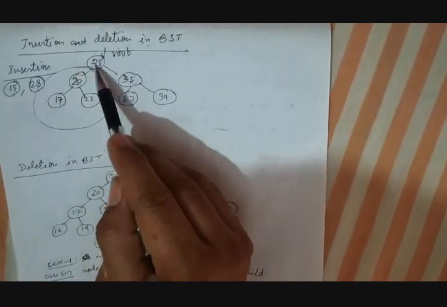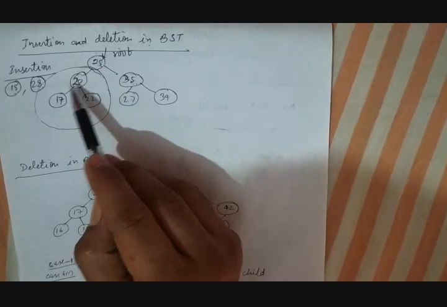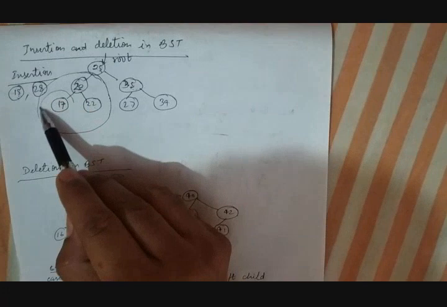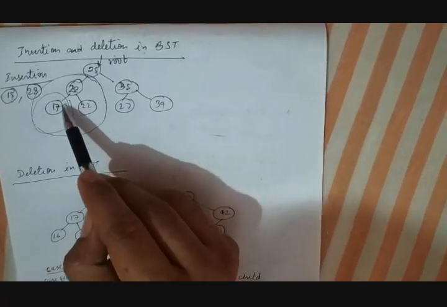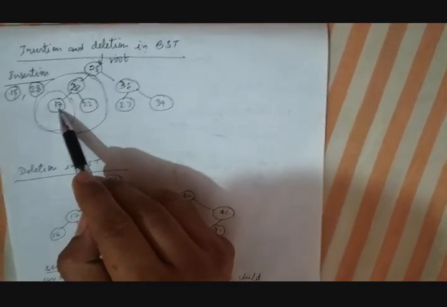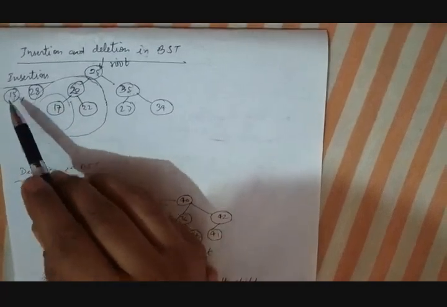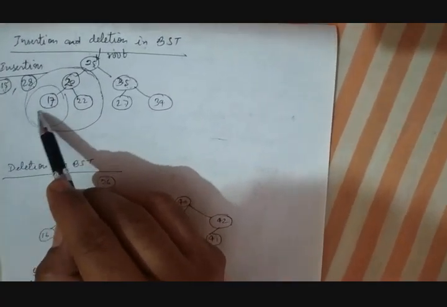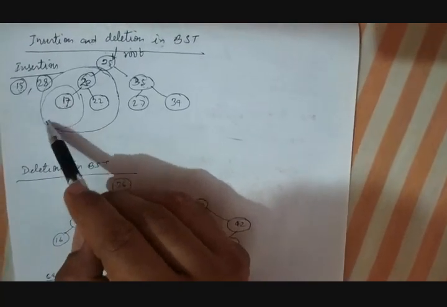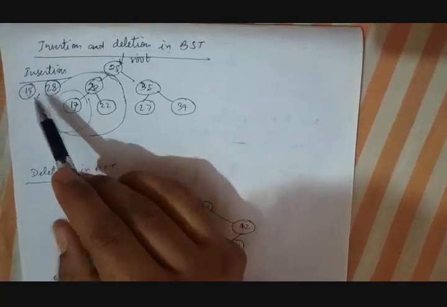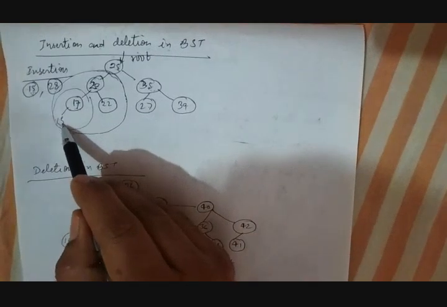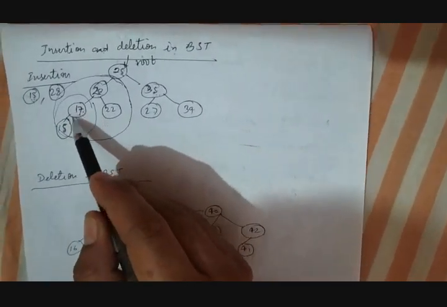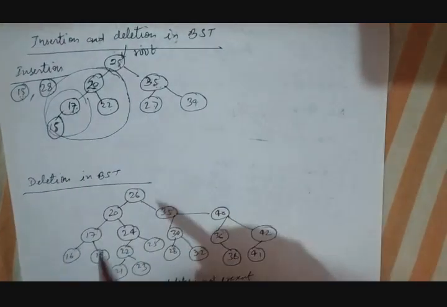Now come to this node and compare. 15 is less than 20, so definitely this 15 will lie somewhere in this subtree. Now come to this node 17, and 15 is less than 17. There are no more nodes available for 17 here, for left child and right child. So definitely this 15 will be added as a left child of 17 because 15 is less than 17. So now this is done for 15.